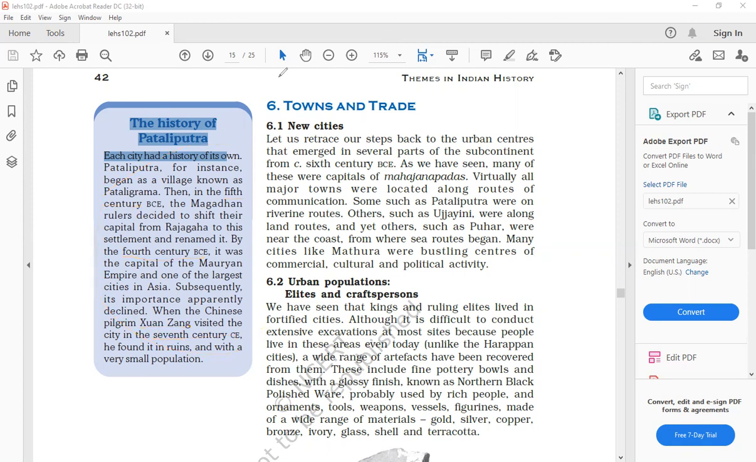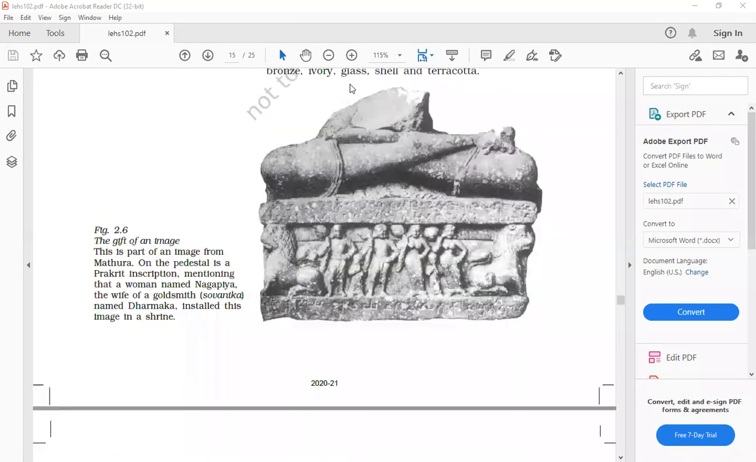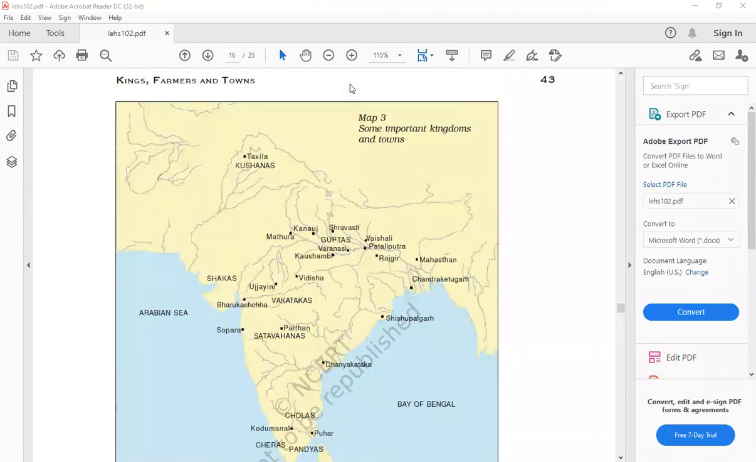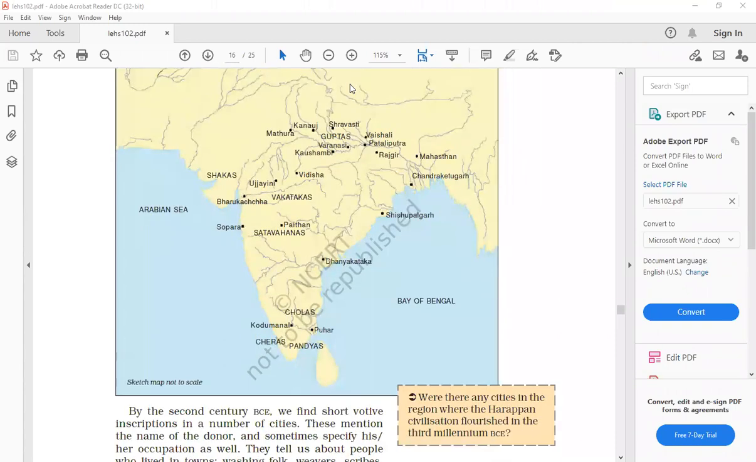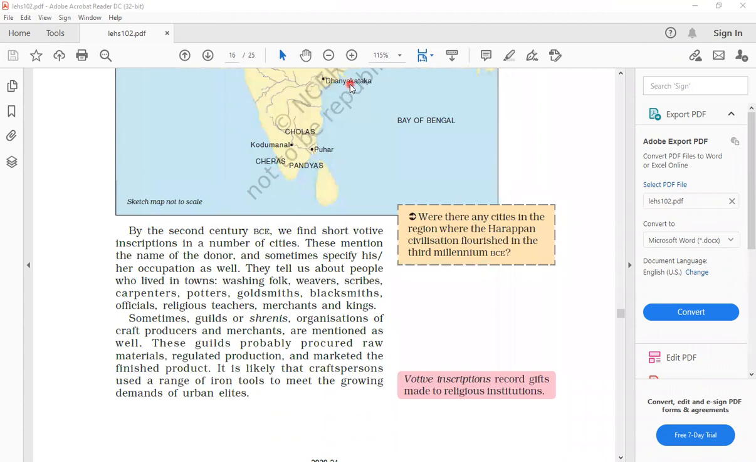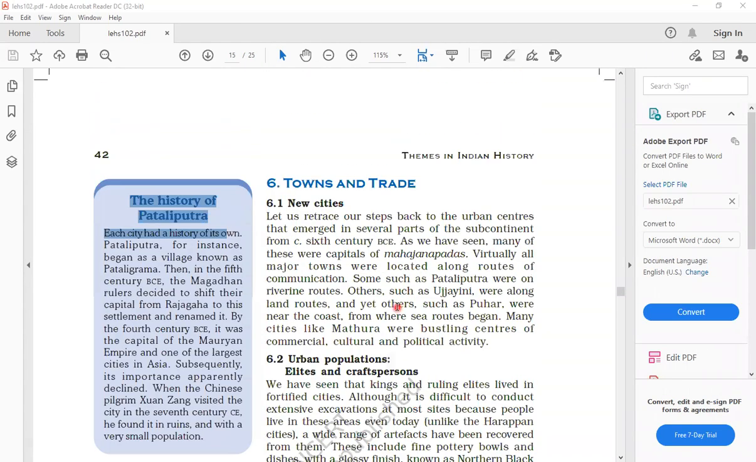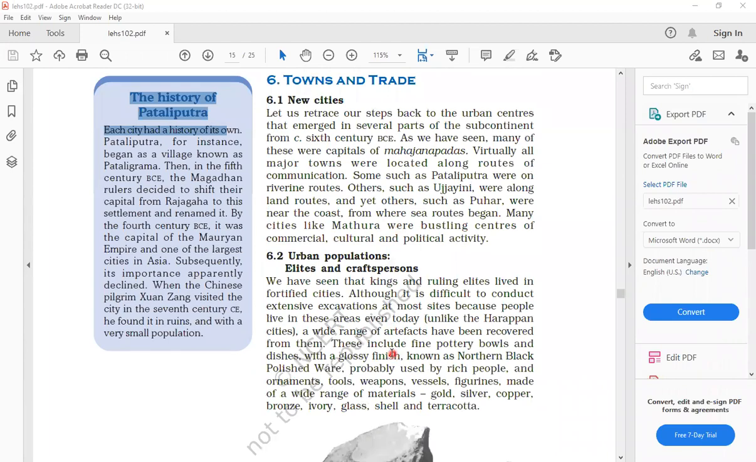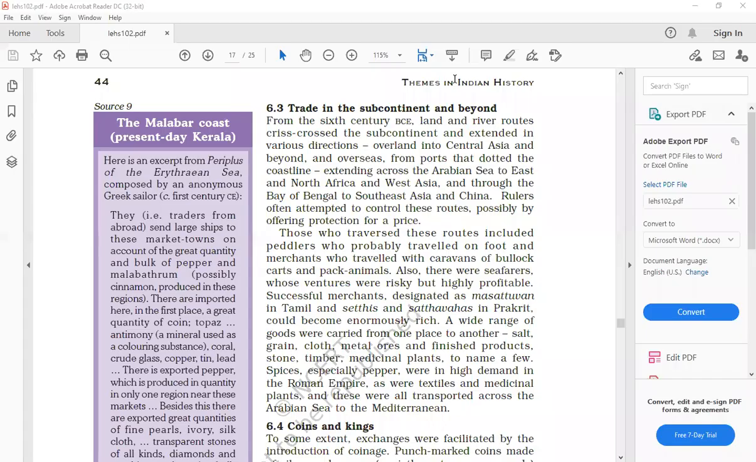So let us just get back to where I was, how the people traded in the subcontinent and beyond. For this, I think I just reached very down and I have to be here. Yes, this was the thing.